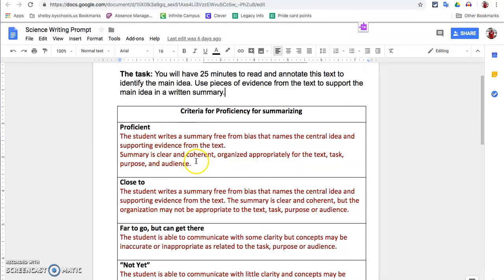Coherent means understandable. It also accounts for your handwriting. A lot of you are struggling with clean handwriting that is easy to read. And if I'm not able to read it, it's not going to get the score that it might actually deserve. You also need to make sure it's organized appropriately for the text. So it has to be set up like a summary. I'll show you an example here in a minute or so. So it has to be appropriate for the text, task, purpose, and audience.